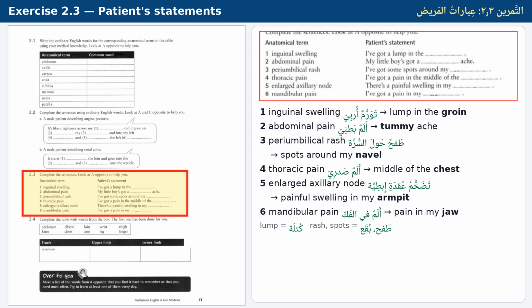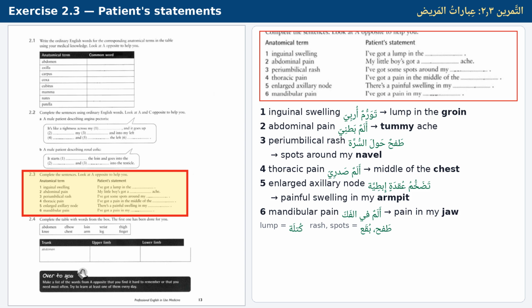Exercise 2.3. Match the anatomical term with the patient's statement. Number 1. Inguinal swelling. تورم إربي. Inguinal refers to the groin, so the patient says, I've got a lump in the groin. A lump is كتلة.